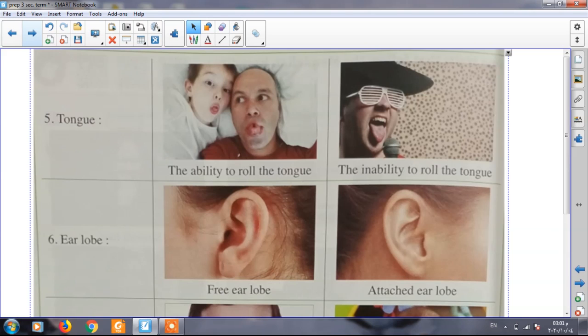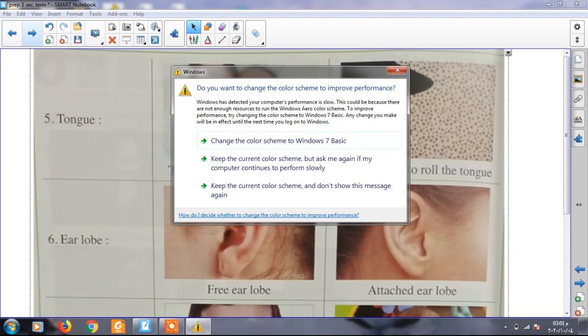Okay, what about the earlobe? If the earlobe is free from the rest of the face, this is dominant. Okay, but if the earlobe is attached to the face, like the image shows, attached, this is called what? This is recessive.